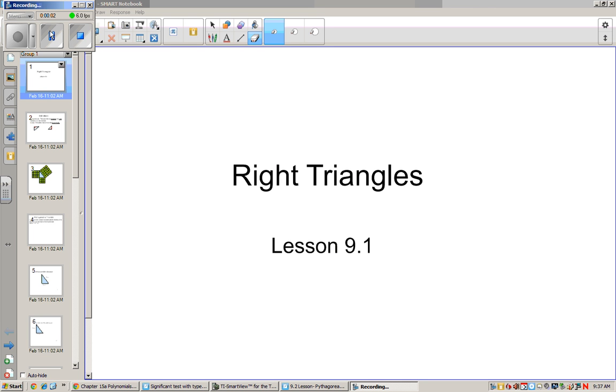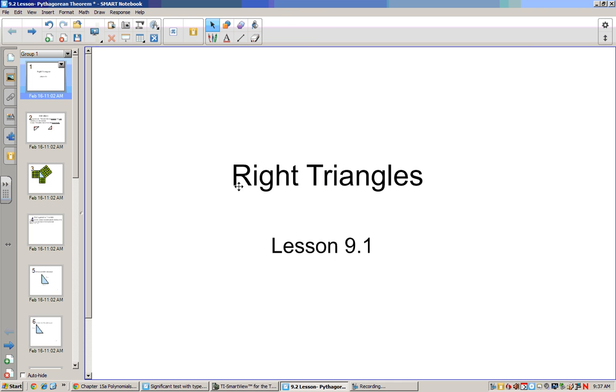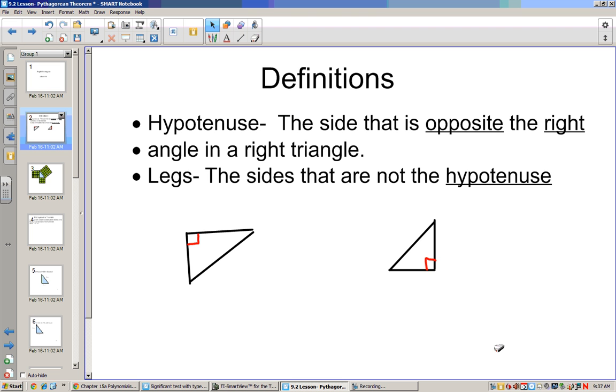Hello. Today we're going to be looking at right triangles, and we're going to be trying to solve for sides of right triangles. Before we do that, we should learn some definitions. The hypotenuse is a side that's always opposite the right angle in a right triangle.